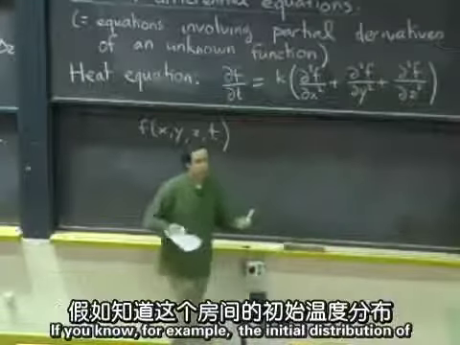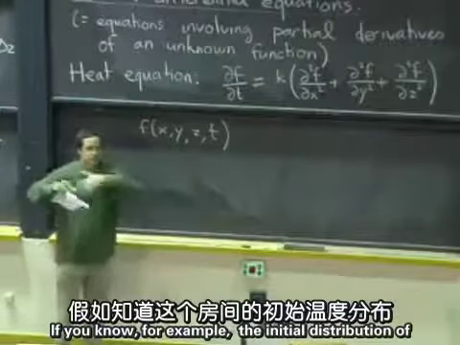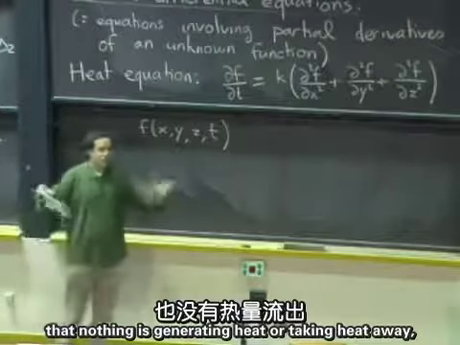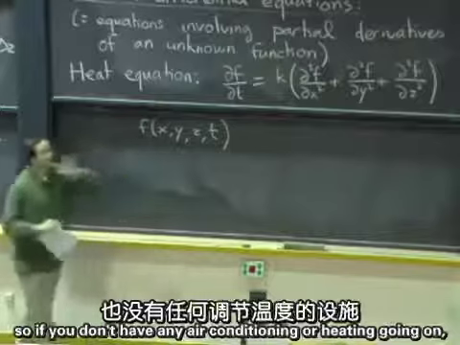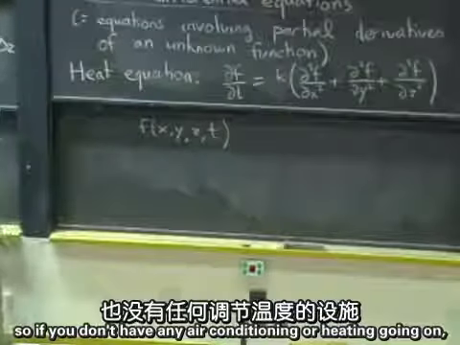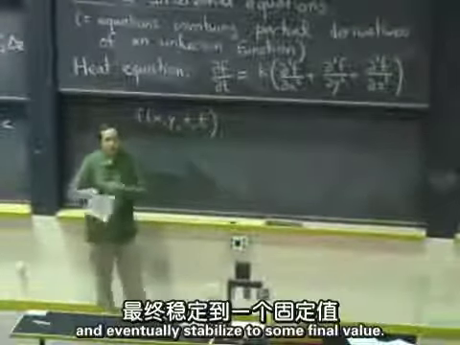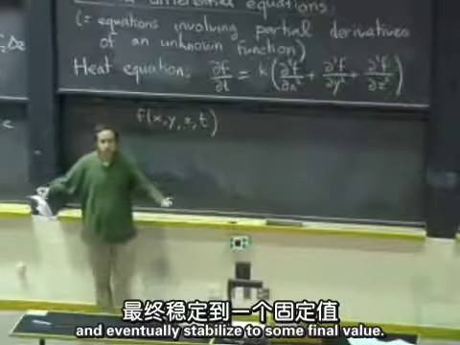So if you know, for example, the initial distribution of temperature in this room, and if you assume that nothing is generating heat or taking heat away, so if you don't have any air conditioning or heating going on, then it will tell you how the temperature will change over time and eventually stabilize to some final value.